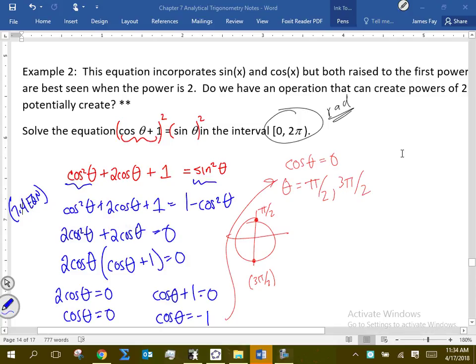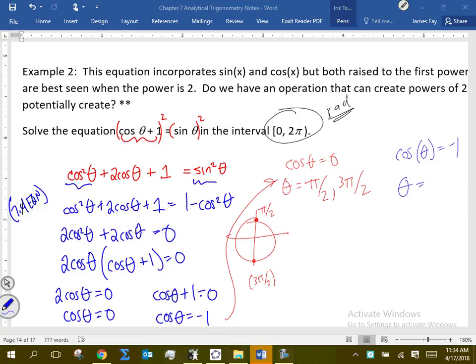Now I also have the solution for cosine theta is equal to -1. So what angle of theta gives me the x value on my unit circle to be -1? Pi. Okay.